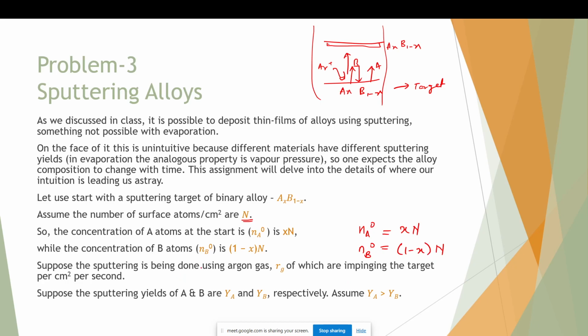Now, suppose the sputtering is being done using an argon gas, Rg of which are impinging the target per centimeter square per second. So, this is the impingement rate. Rg tells us the number of atoms of argon impinging the target per centimeter square per second. Suppose the sputtering yields of A and B are Ya and Yb. So, say an argon hits A, the probability of A being knocked off is Ya and probability of B being knocked off is Yb, and we are saying that Ya is greater than Yb.